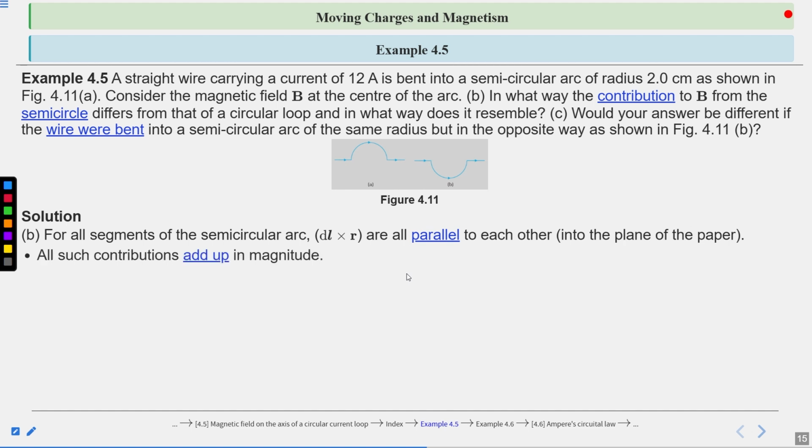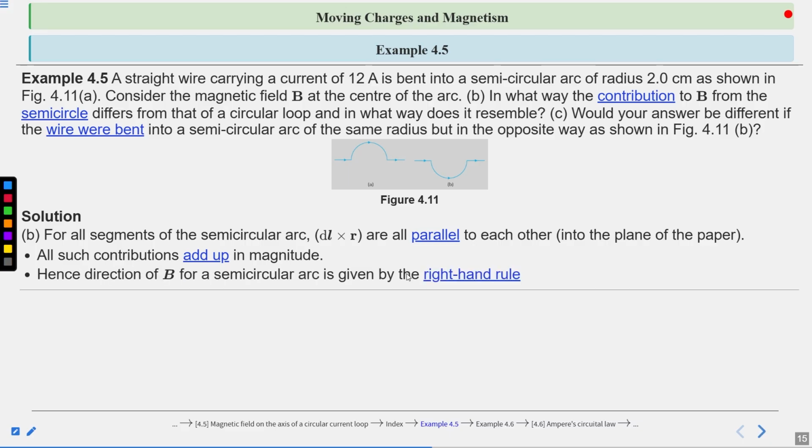All such contributions add up in magnitude. Due to the small elements you are considering on this semicircular loop, all such contributions add up in magnitude. So the direction of B for a semicircular arc is given by the right hand thumb rule, as I've already mentioned. So what is the direction? Into the plane of paper.